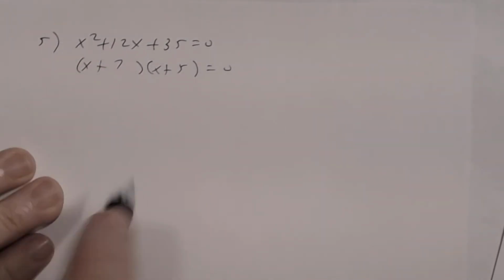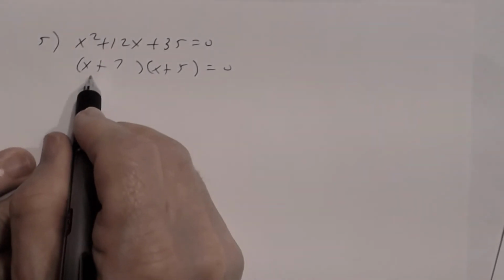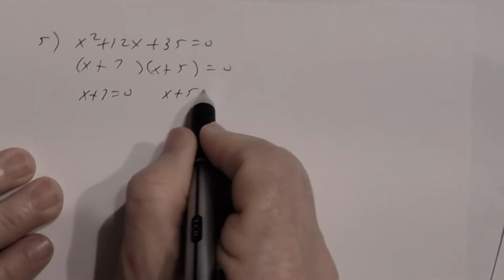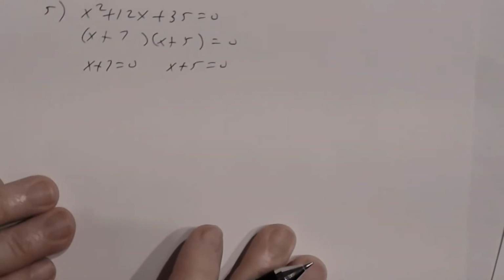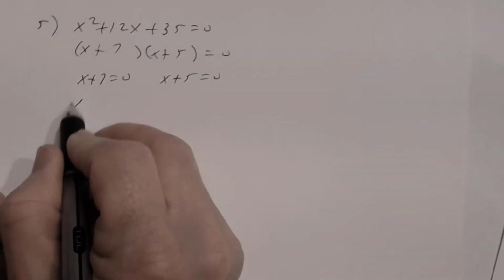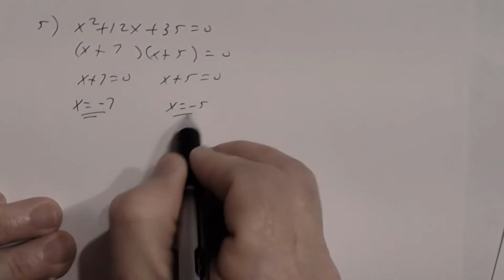And so now the next step is to set each of those equal to 0. So that's the zero factor property. So in order for this product to be 0, then either x plus 7 has to equal 0 or x plus 5 has to equal 0. All right. And so then I'm going to solve each linear equation. So over here, my solution is going to be negative 7. Over here, my solution is negative 5.